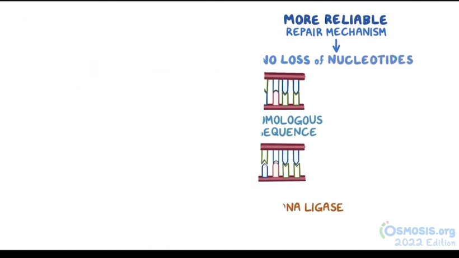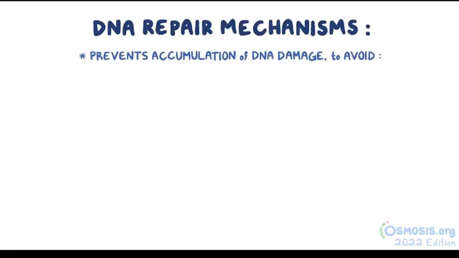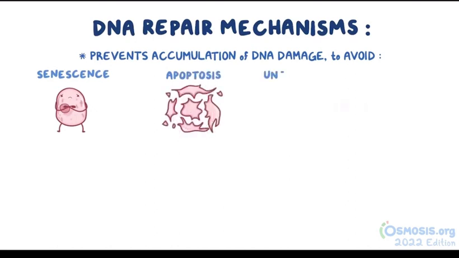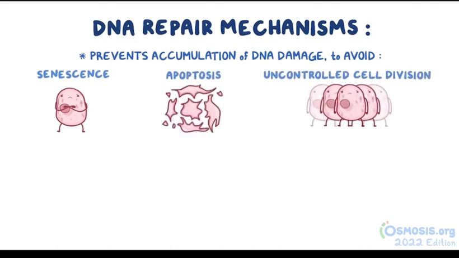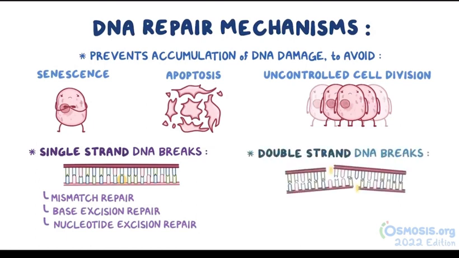Alright, as a quick recap. DNA repair mechanisms help prevent accumulation of DNA damage and avoid senescence, apoptosis, or uncontrolled cell division and tumor formation. Single-strand DNA breaks can be repaired using mismatch repair, which fixes nucleotide mismatches that DNA polymerase didn't correct. Base excision repair, which fixes deamination damage caused by chemicals, and nucleotide excision repair, which fixes pyrimidine dimers caused by UV radiation. Double-stranded DNA breaks can be fixed by non-homologous end joining and homologous recombination.